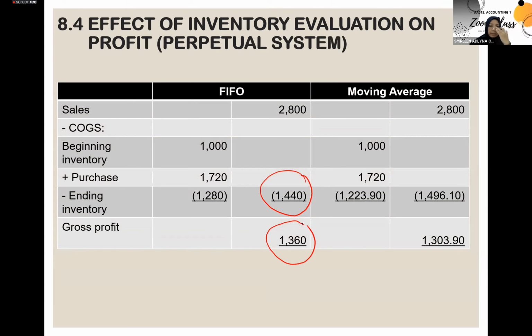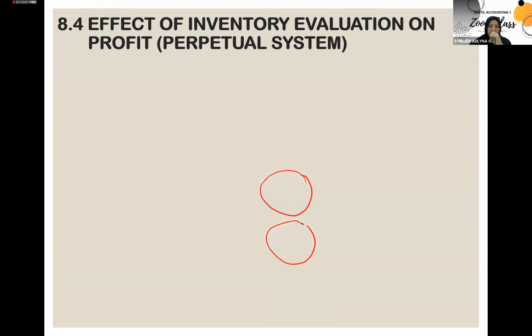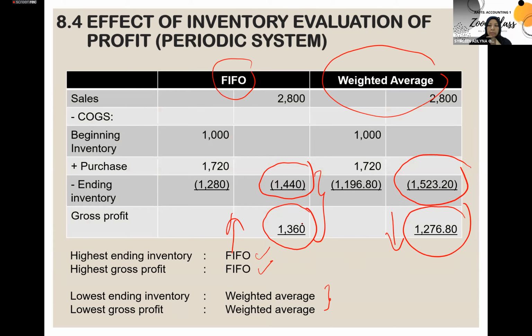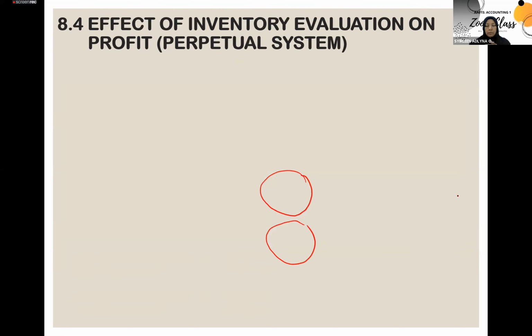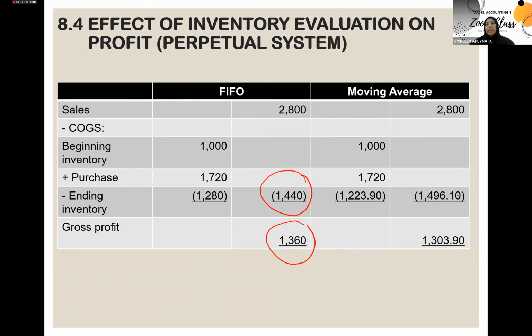Okay, tetapi kalau you guna periodic system, you nampak dekat sini COGS is 1523, dia punya gross profit is 1276. Tapi kalau kita guna weighted average, dia static ya, dia diambil kira sekali saja. Tapi kalau kita guna moving, that means every time you akan calculate the average price yang baru. So price dia akan beza sikit lah. Okay, jawapan tak sama.